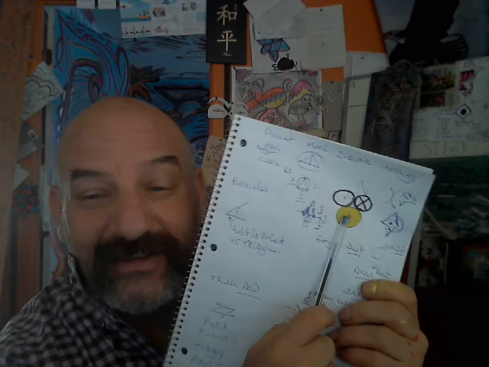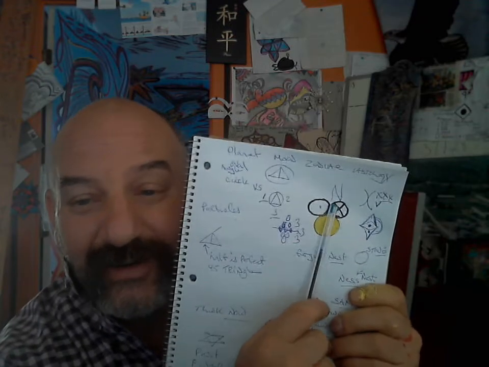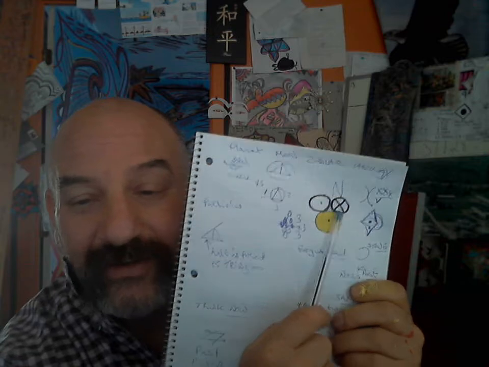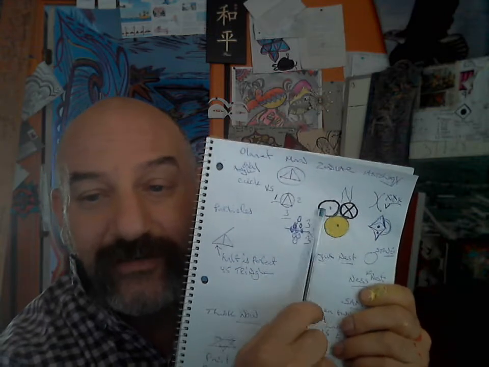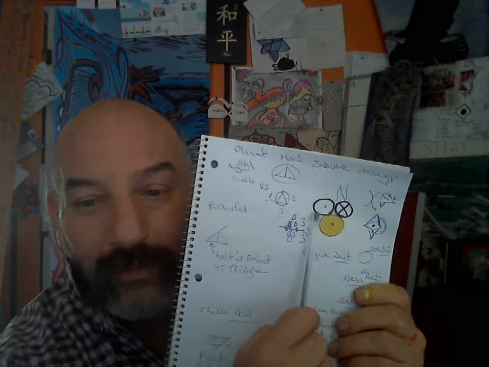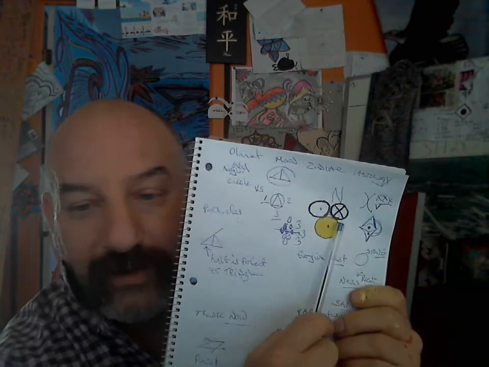This circle and this circle looks like an 8. This circle and this circle looks like an 8. V, 1, 1, 1, one closed line to here, one closed line to here.